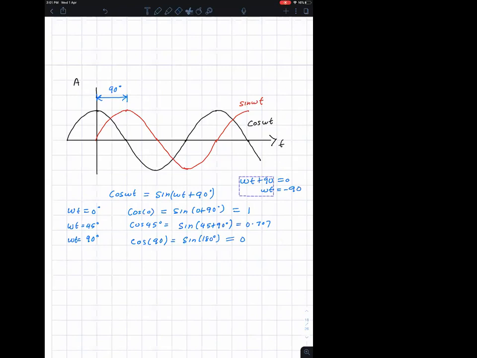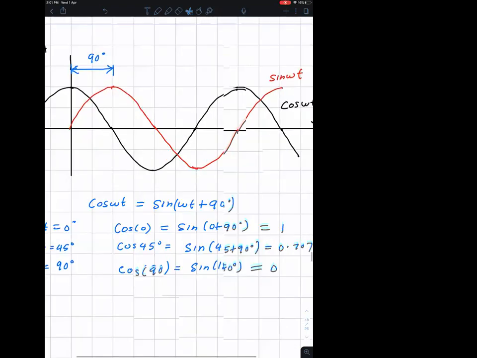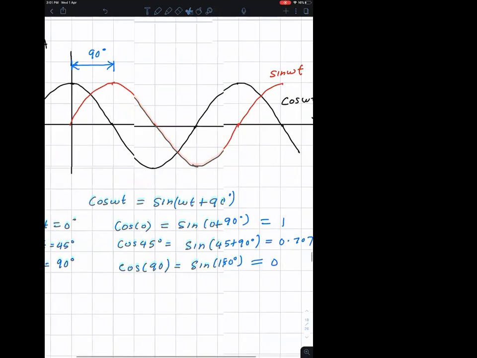Okay, so that's the relationship. I would like you to keep this in mind. Either you can write this in terms of cosine or sine, but if you write in terms of sine, then you must add plus 90 degrees. You should be aware of this, just for your information.